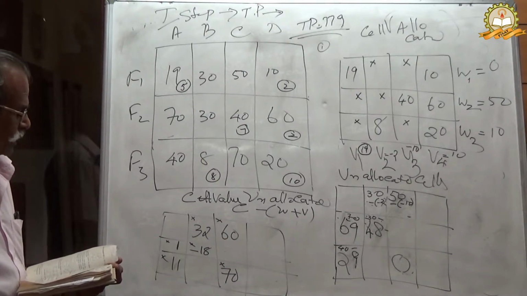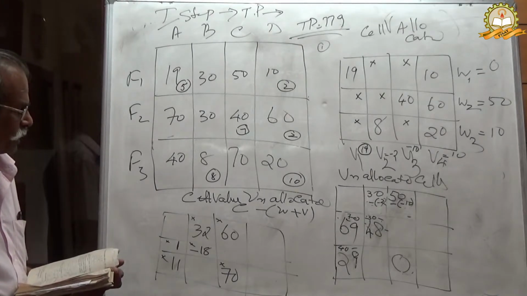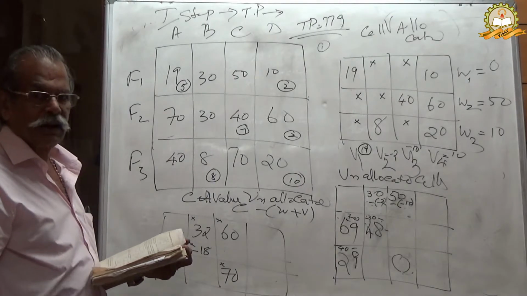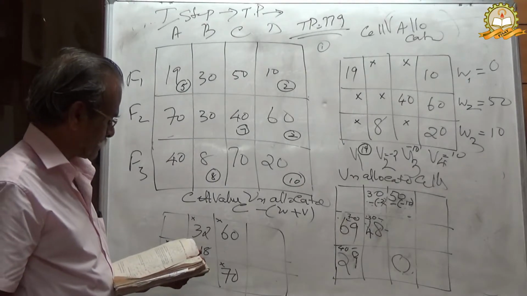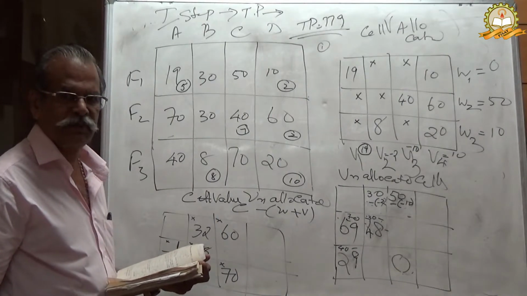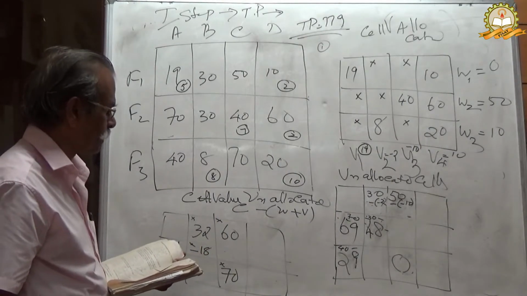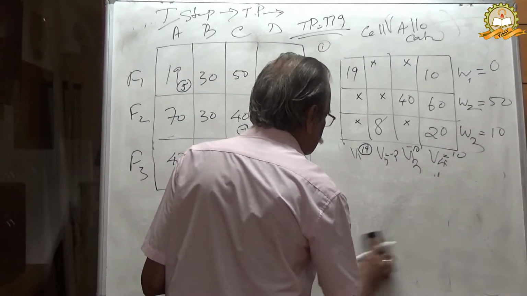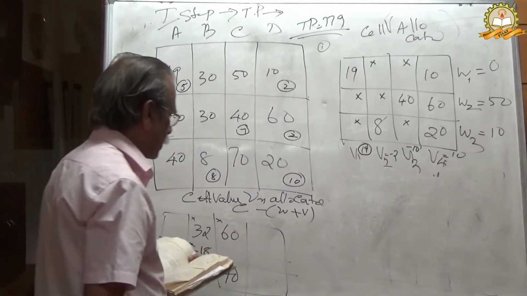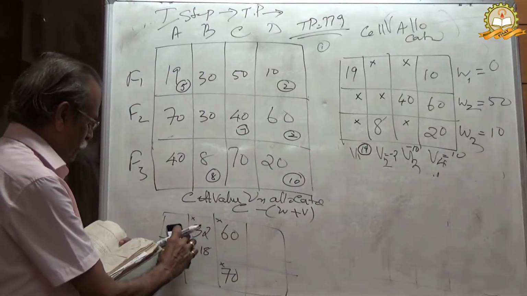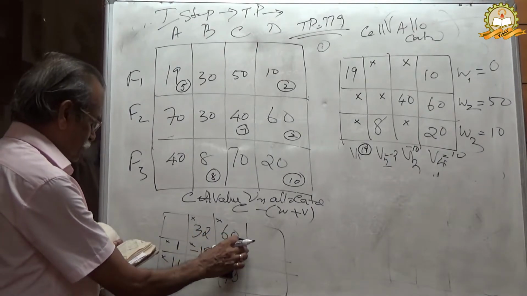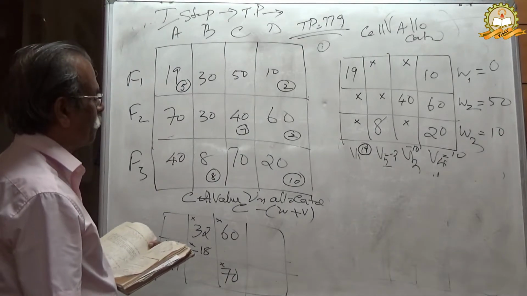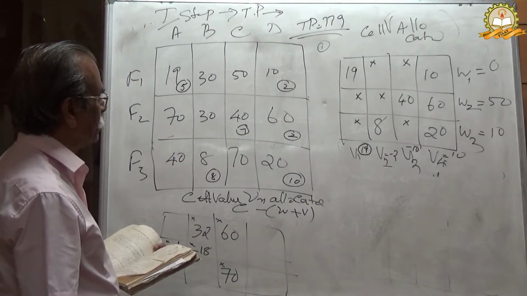Therefore, you can rewrite the cell value of unallocated cells using the formula C minus of u plus v. We have, you can mention this, second cell 32, 60, 1, negative 18, 11, 70 alone.